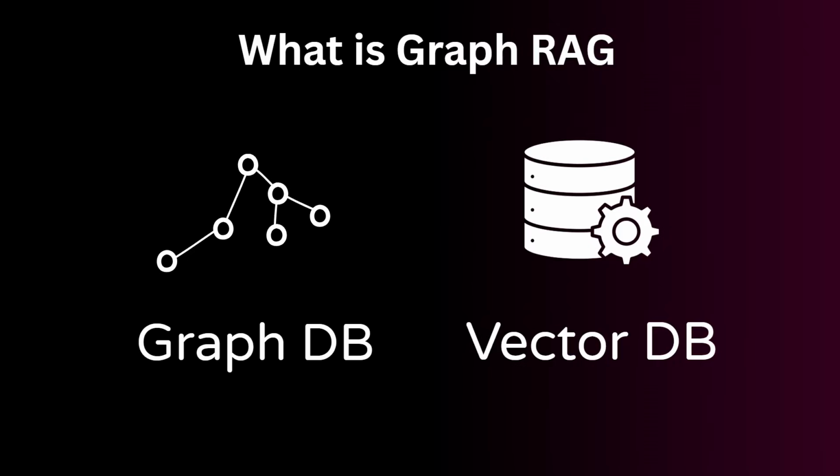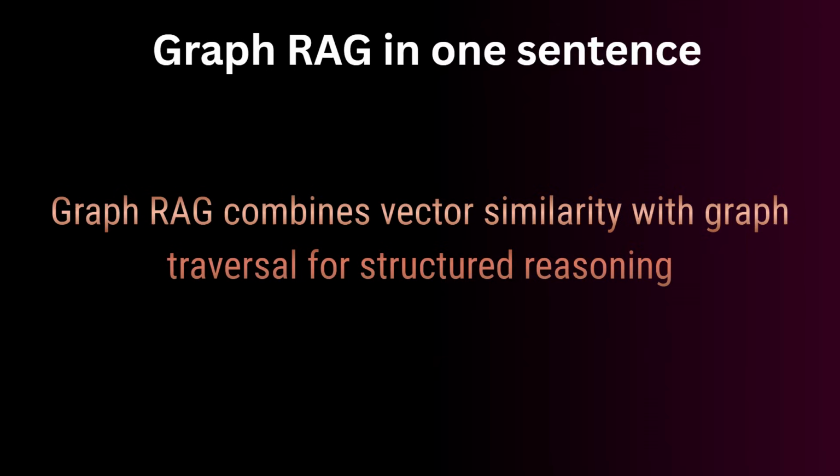So when a user asks a question, retrieval doesn't just happen based on similarity. It follows the structure of the graph, moving through connected nodes to gather all relevant information. In other words, Graph RAG knows how pieces of knowledge are connected, so the model can reason over those connections instead of guessing. Combine this with a vector database and you get the best of both worlds: semantic similarity plus structured reasoning. So if we had to summarize Graph RAG in one sentence, it would be this. Graph RAG combines vector similarity with graph traversal for structured reasoning.